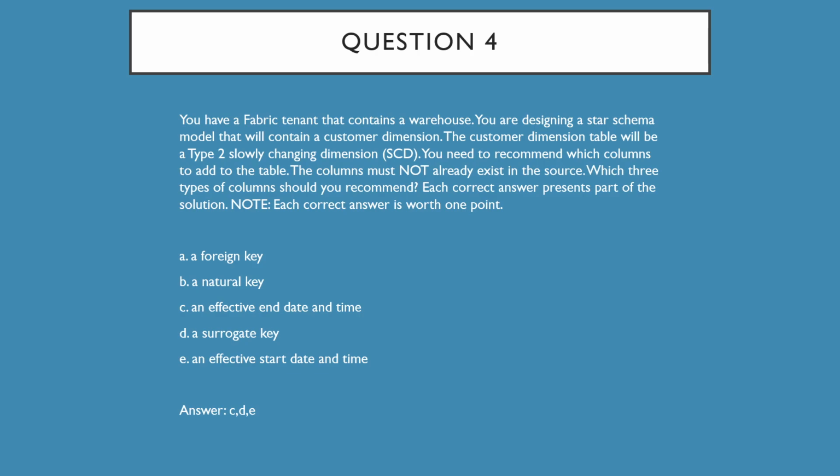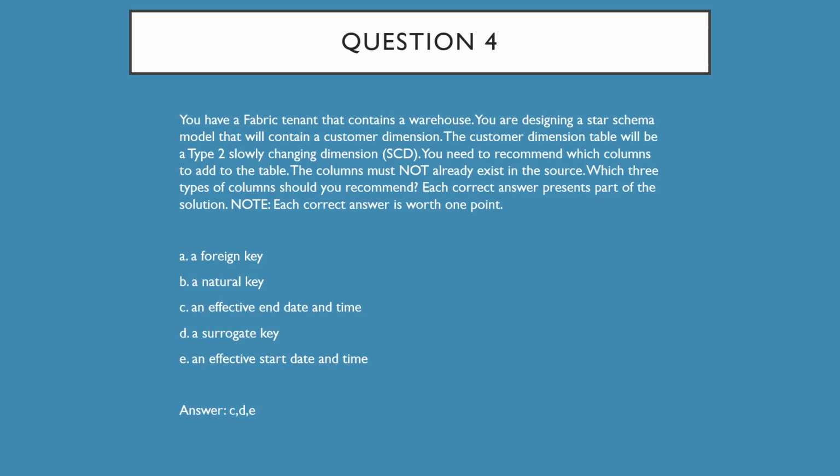Question 4. You have a Fabric tenant that contains a warehouse. You are designing a star schema model that will contain a customer dimension. The customer dimension table will be a type 2 SCD. You need to recommend which columns to add to the table. The columns must not already exist in the source. Which three types of columns should you recommend? Each correct answer presents part of the solution. Basically in SCD type 2, a history is maintained. So the first option is an effective end date and time, the second option is an effective start date and time, and the third option is a surrogate key. These three are the right options.